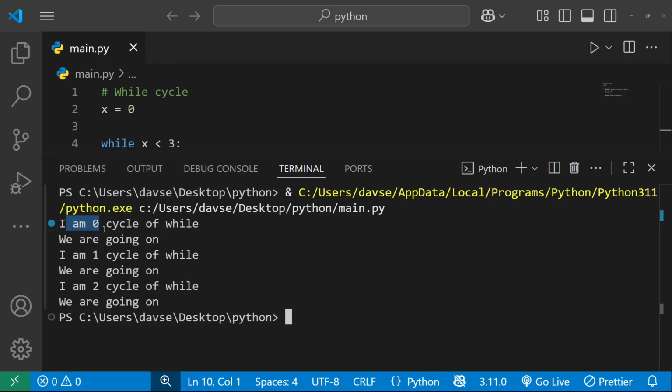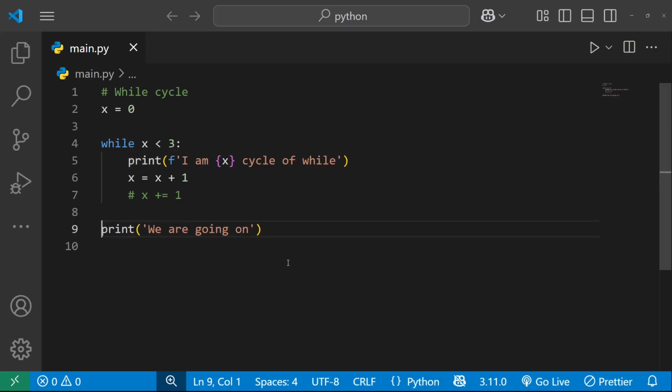You can see I am 0 cycle of while, we are going on. I am first cycle of the while, we are going on. I am second cycle of while, we are going on. So indentation is very important. This isn't part of the while cycle, this is. I hope you understand.